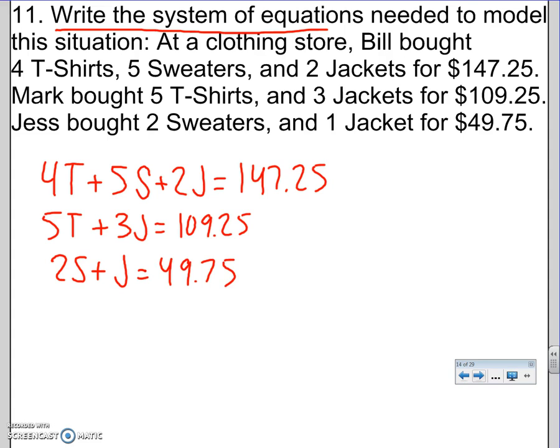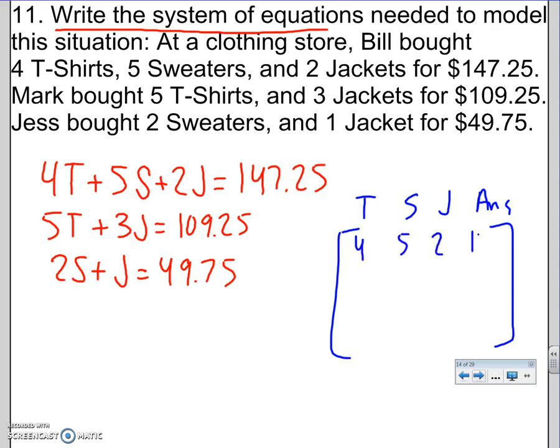Now be very careful. If you had to make a system out of this, matrix, which you don't have to, but I'm going to show you anyways. TSJ answer. It would be 4, 5, 2, 147.75. The second one would be 5 for T, 0 for S, 3 for J, 109.25. Last one, 0 for T, 2 for S, 1 for J, 49.25.